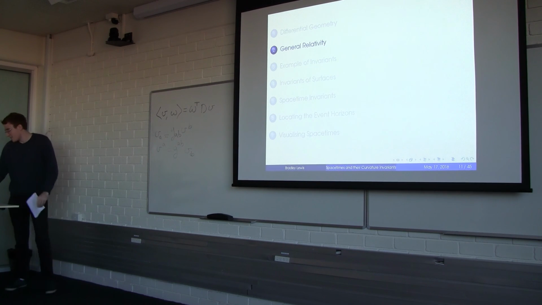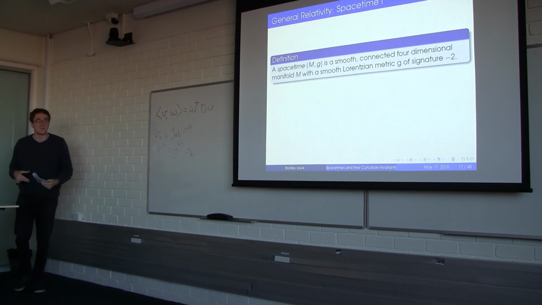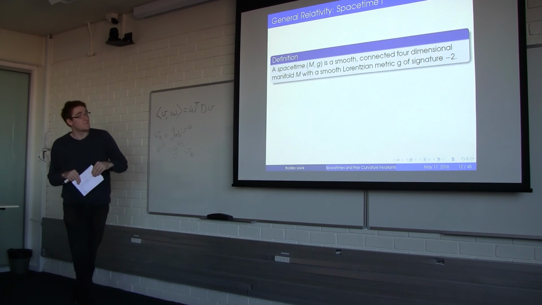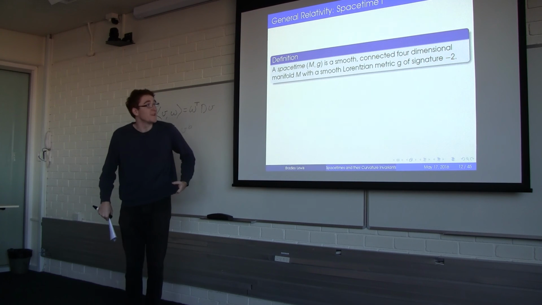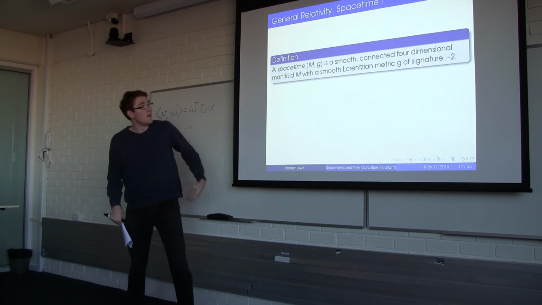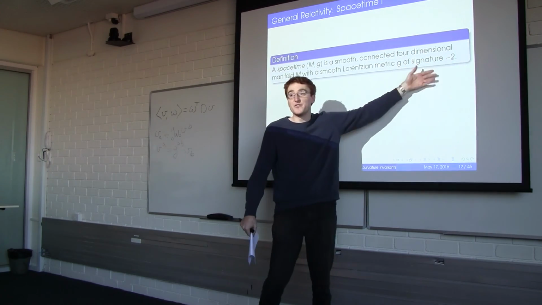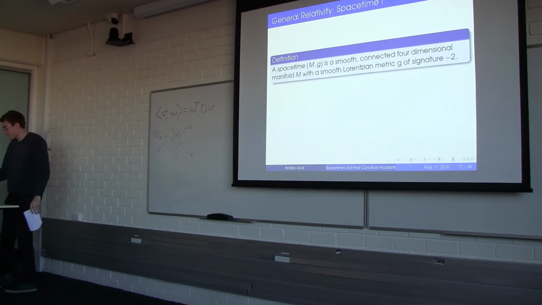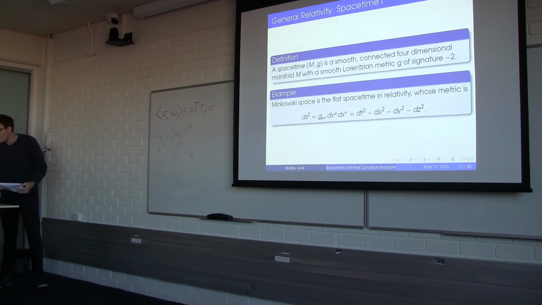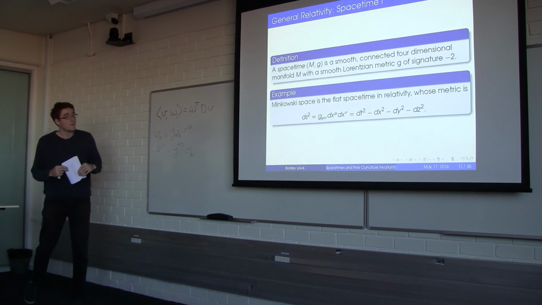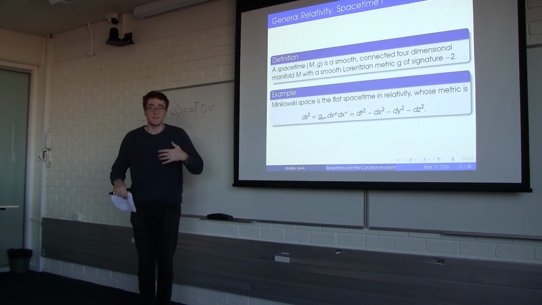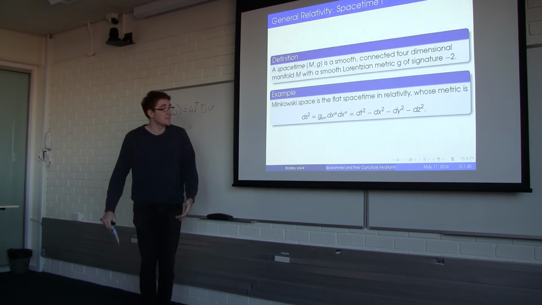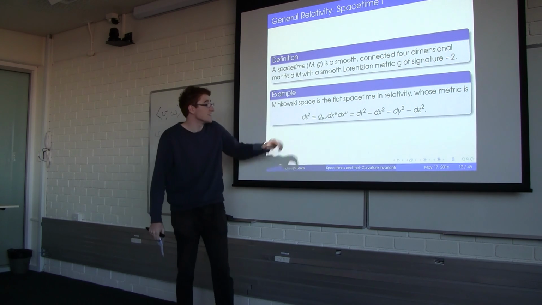To start, we need to know what I mean when I say the word spacetime. A spacetime (M, g) is a smooth connected four-dimensional manifold M with a metric of signature -2. What that signature of -2 means is best explained through example. In general relativity, the flat space is not Euclidean space. It's something called Minkowski space.